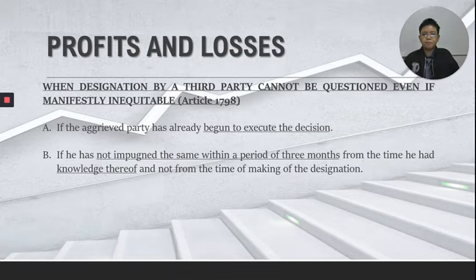What else? Number 2, if he has not impugned the same within 3 months from the time he is made aware of the making of the designation. Sinabi, ito ang share mo sa profits, ito ang share mo sa losses. Tapos, feeling niya unfair. Kasi sa profits, ang share niya is 10% lang. Sa losses, ang share niya is 90%. So, tataka ka, bakit ganon? Pero hindi niya question kaagad within a period of 3 months. Remember, class, that he can no longer impugn or question the designation made by a third person.